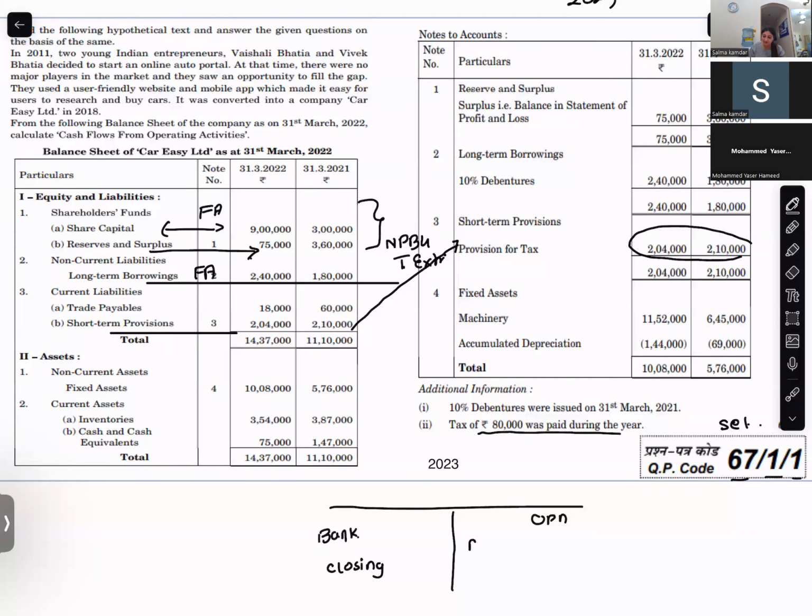And whatever goes in your profit and loss account, that means whatever is adjusted in net profit before tax and extraordinary items, this is the part that is adjusted there. Okay, what is my opening provision? Can you tell me? 210,000. My closing provision is 204,000. What is the amount of tax that I have paid? 80,000.